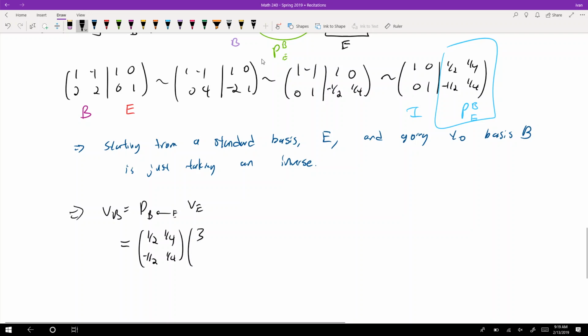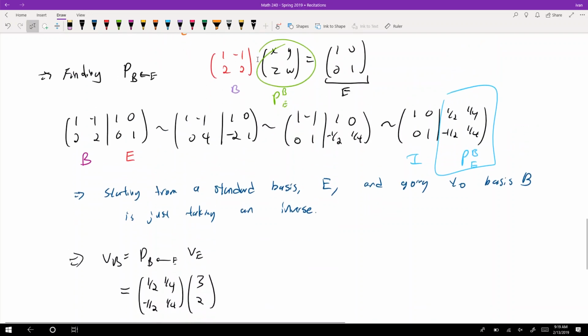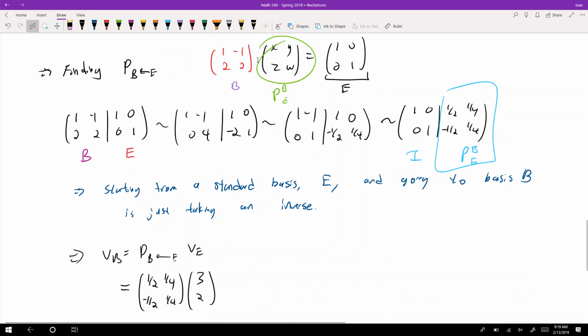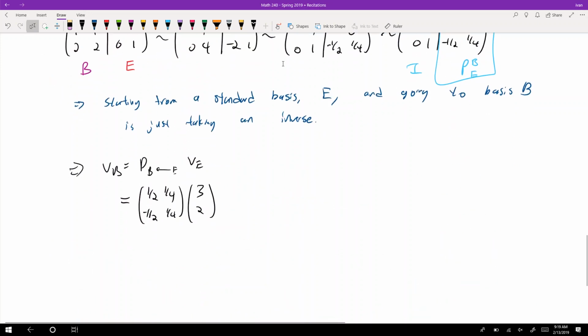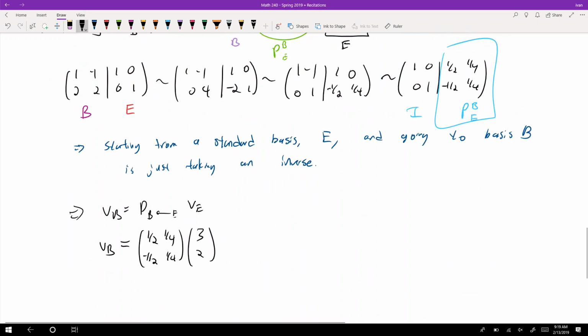All right, and now VE was 3, 2. Right, VE was 3, 2. That's given to us. All right, and this is equal to VB. So now we just need to matrix multiply this out, get our answer. What do we get? 3 halves plus 1 half, that's 2. Negative 3 halves plus 1 half, that's negative 1.